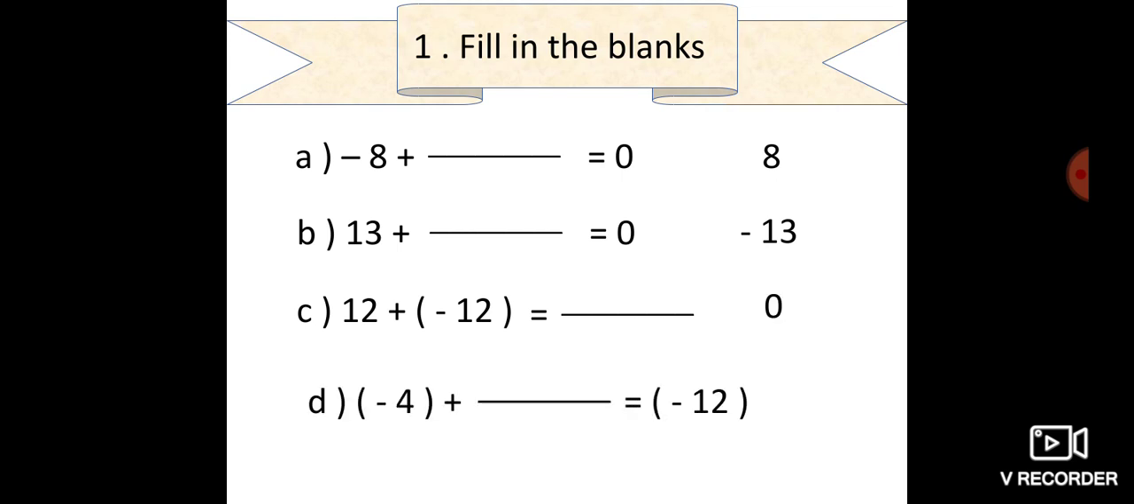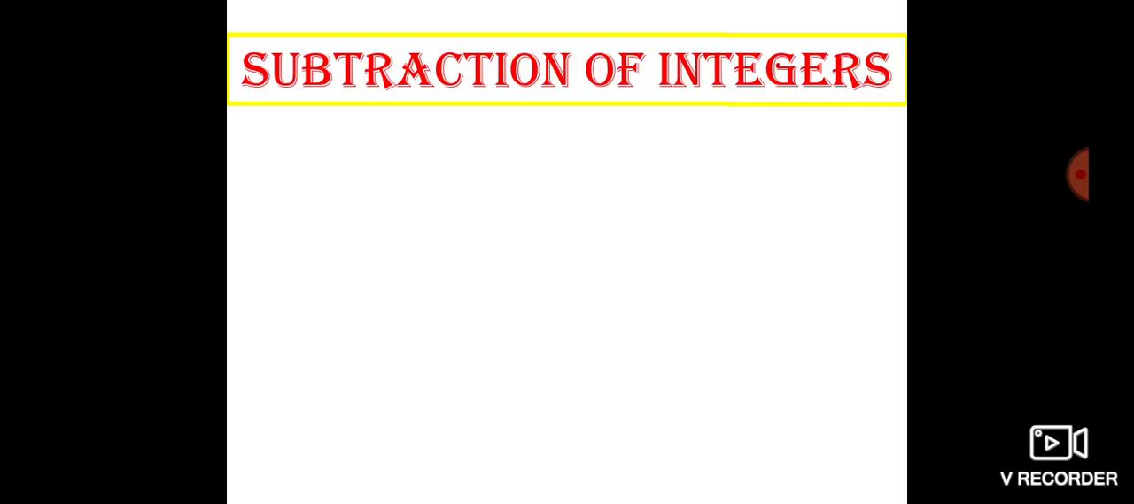D question is a different question. Minus 4 plus dash equals minus 12. In the answer there is minus, so clearly this number should be minus. Then only the answer can be negative. So it is minus 8. When we add 4 plus 8, we get 12, and the sign of 8 is also minus, so the result is also minus. Answer is minus 8.